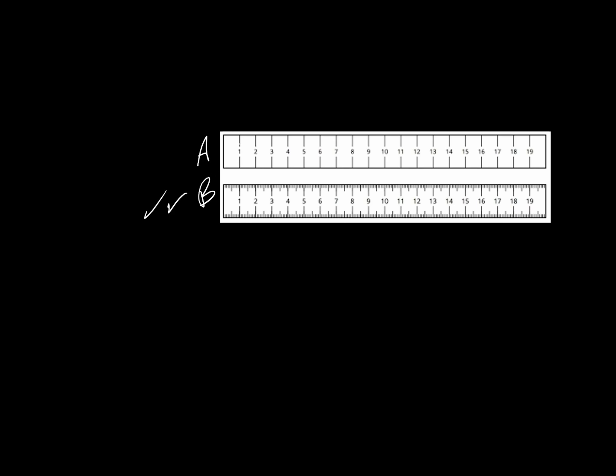Ruler A has only centimeters, and in ruler B, we have millimeters. We have smaller units, smaller grades. So the smaller the grades are, the more accurate our results or our measurements. This is very, very important to pay attention to.